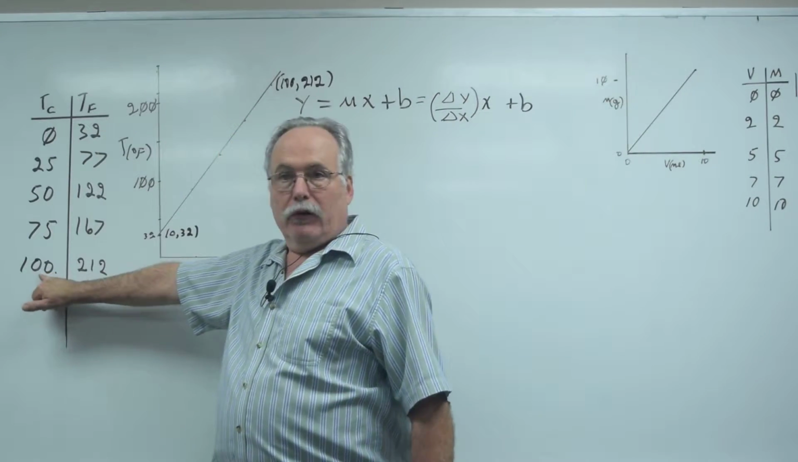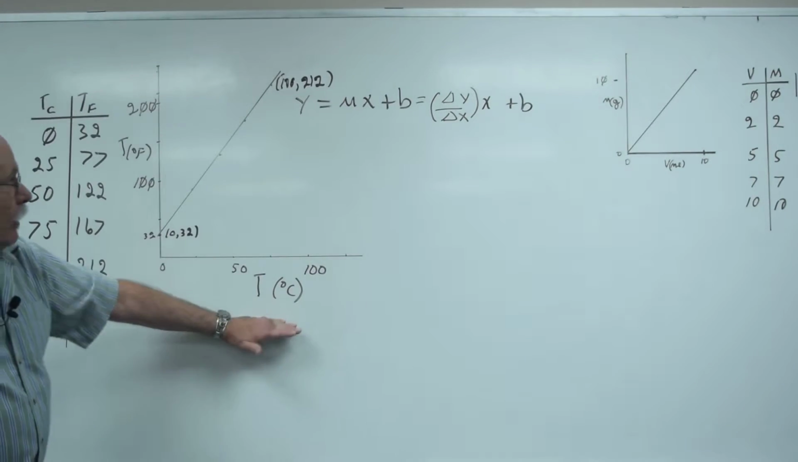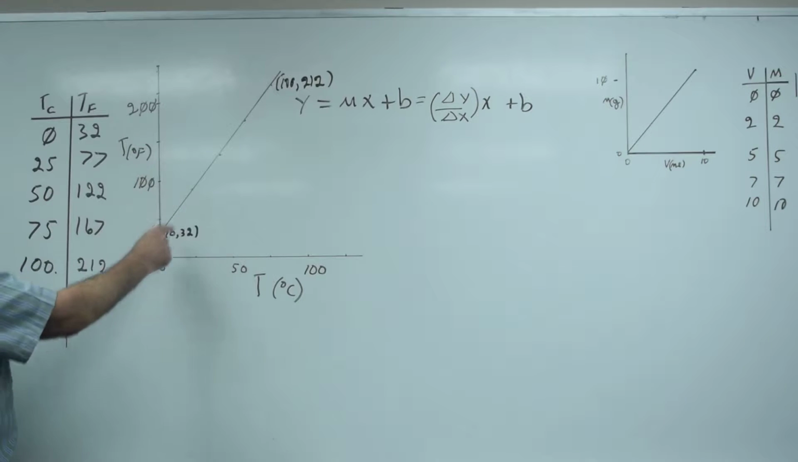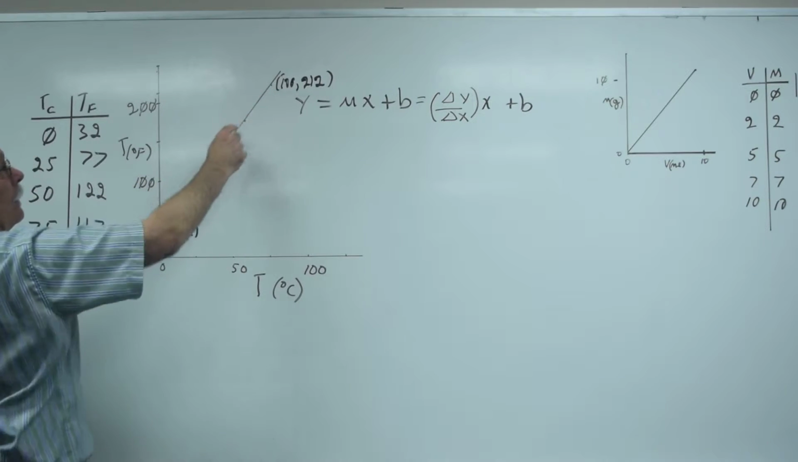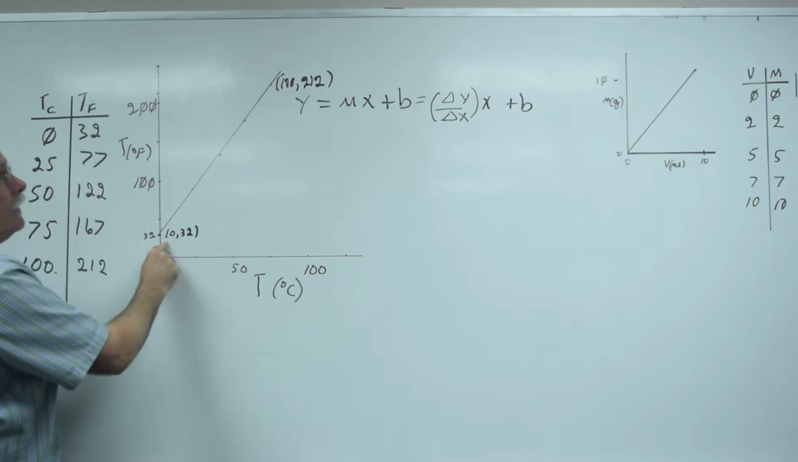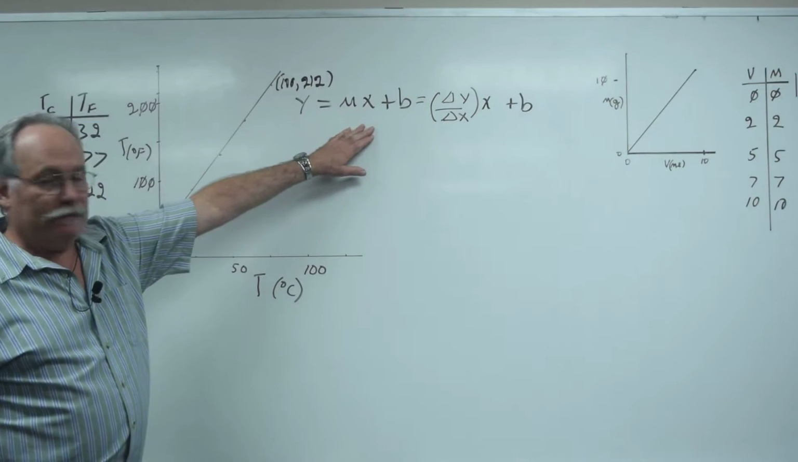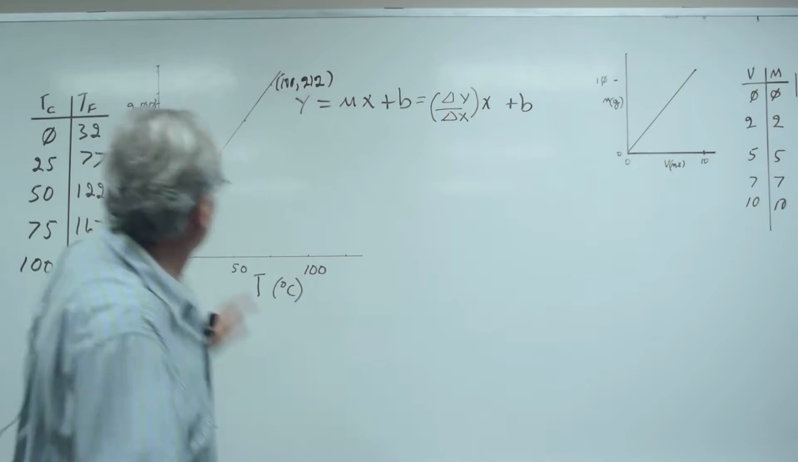When the water reached the boiling point, it was 100 and 212. Now I plotted this data on the plot. This is my ordinate, which is the y value, 0 and 32 and 212. This is my x value, 0 and 100. And I have an equation of a straight line, y equals mx plus b, where the slope is the rise over the run.